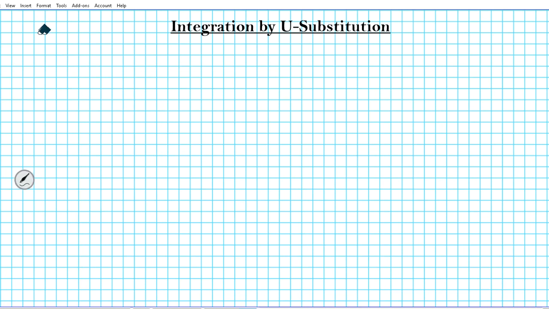To evaluate the given integrals. Okay, so let's say we are to evaluate number one, the integral of sine x divided by the square root of 1 plus cosine x.